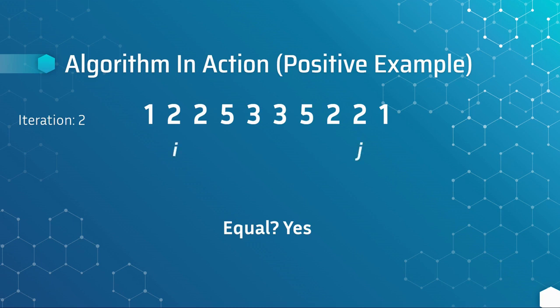2 is equal to 2, and we continue comparing. 2 is equal to 2, 5 is equal to 5, 3 is equal to 3. So we've reached the end, and every single pair we've compared is equal. This means that this number is a palindrome, and we can return true.